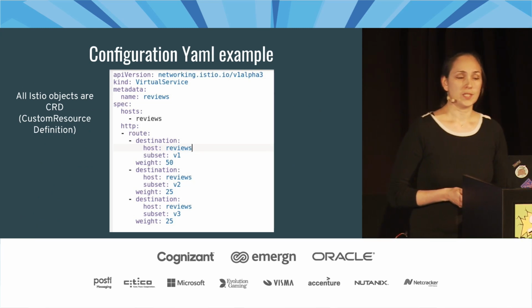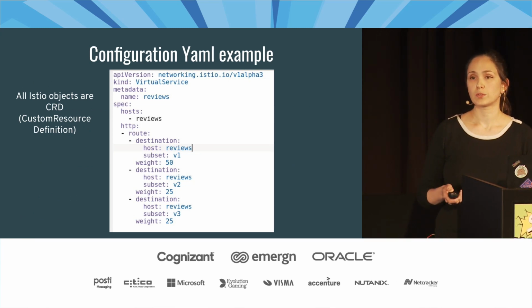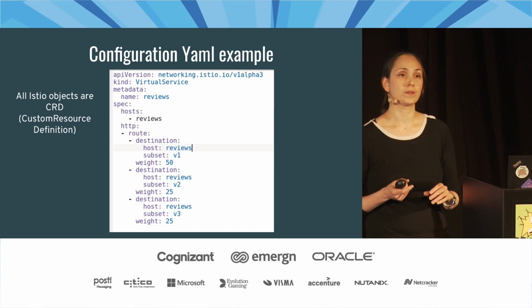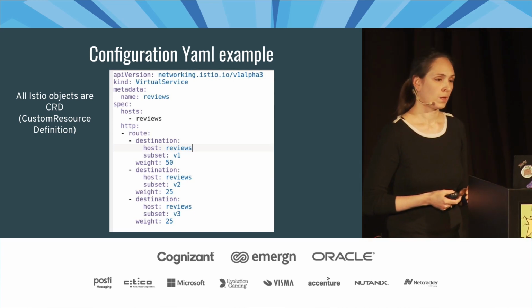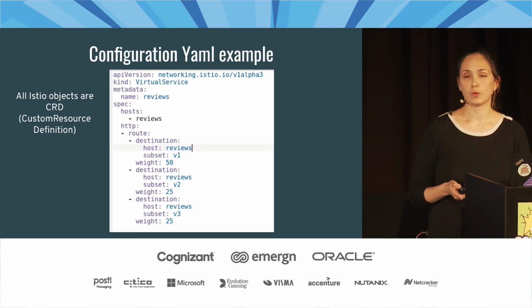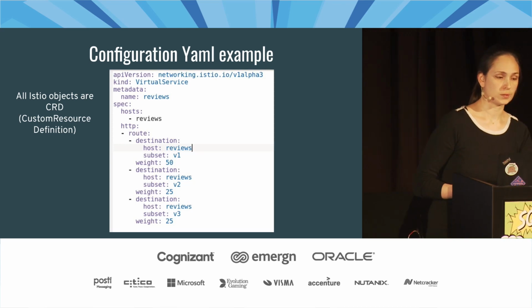All the objects in Istio are CRDs, custom resource definitions, which is the way to define custom objects in Kubernetes. And they're all done in YAML format, which is also very standard in Kubernetes.